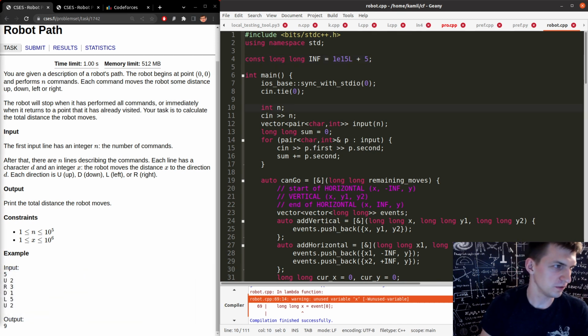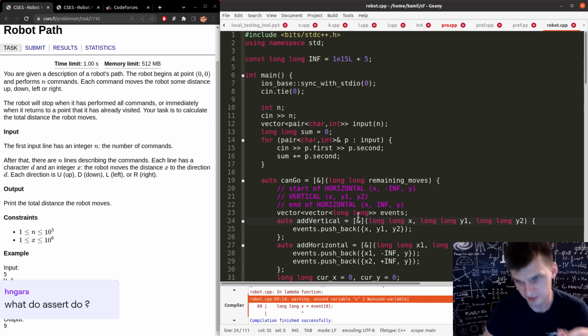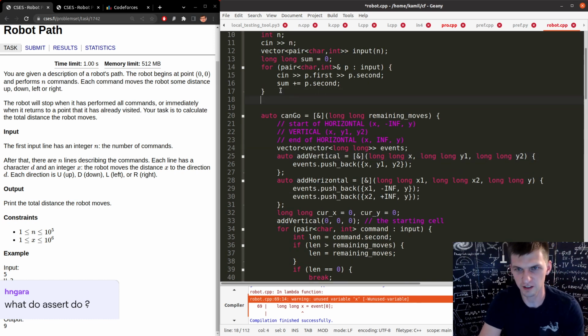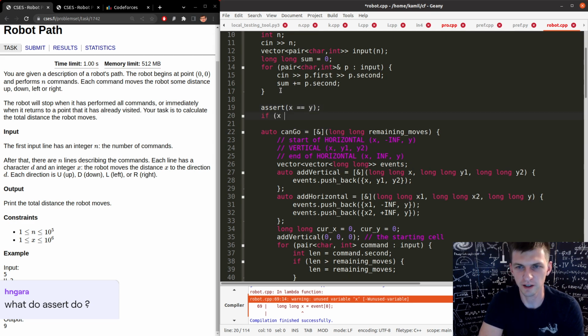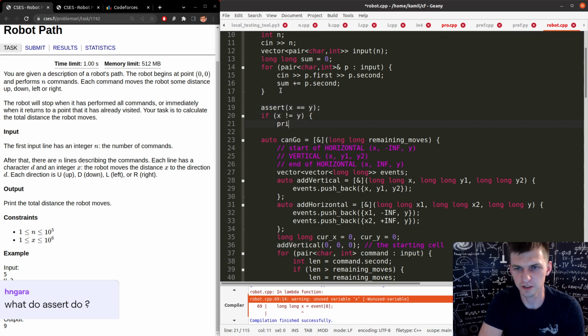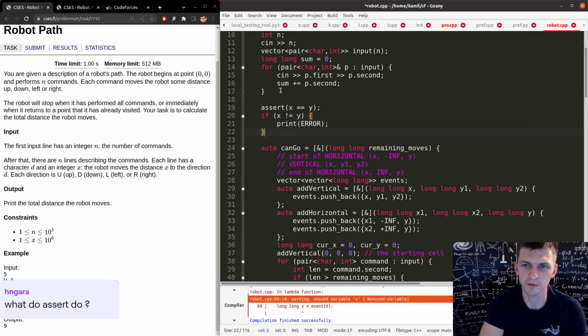What does assert do? Assert says, I want this to be true. I'm sure that this should be true, otherwise I want to see an error message. Saying assert x equals y is equivalent to this. If x is not y, then print error and stop the program. That's equivalent.